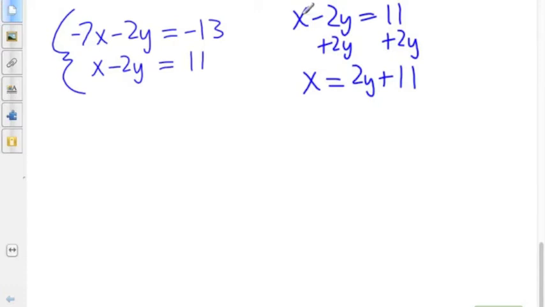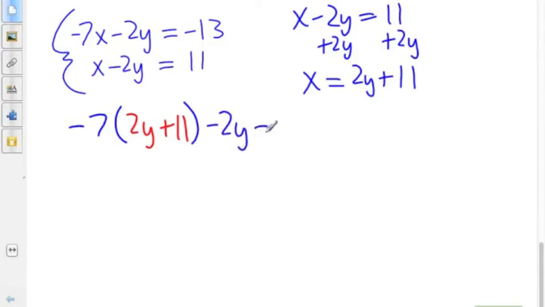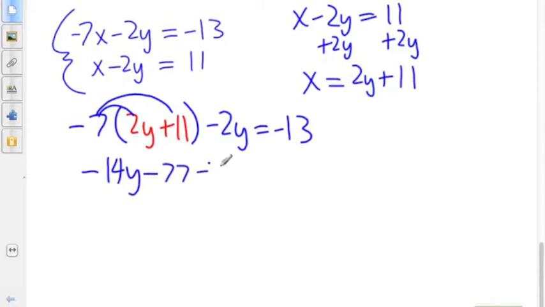So we have, now instead of x, we're going to have negative 7 times, and we found that x is 2y plus 11, minus 2y equals negative 13. Again, I'm just going to solve this like I would any equation. So distribute the negative 7. We have negative 14y minus 77 minus 2y equals negative 13.